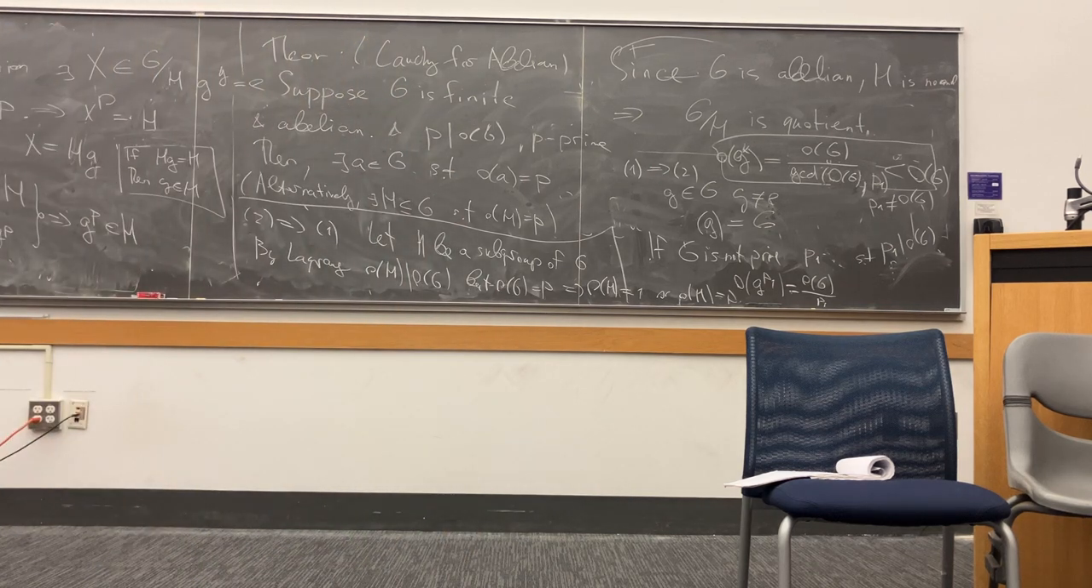Wait. So the order of G to the P1 divides the order of G over P1 instead of here. But you can always find one that's. Yeah. If the order of G is not prime, you can always be able to. And that's why here we need the order of G to be prime.